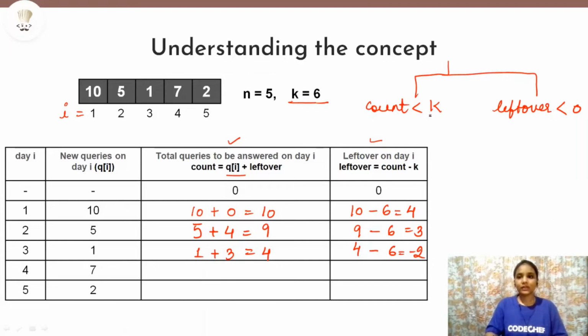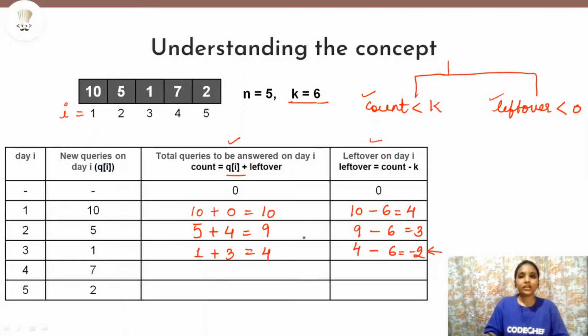So here count less than k is also true for less than 6. So we can perform this check also. Or alternatively, we can also say that leftover will be less than 0, because definitely if the number of queries that the chef has to answer is less than the maximum number of queries he can answer, then leftover will definitely become negative. So if it is negative, then we can say that that day chef will have to answer less than k queries, and it will become our answer. We will not need to calculate any further. We will stop at that day only, because we have already received our answer.